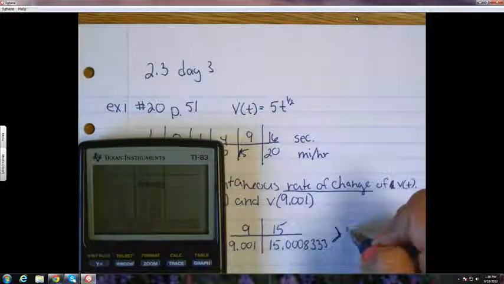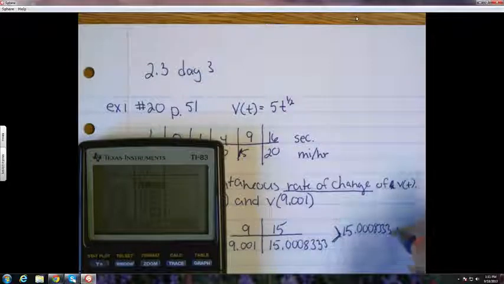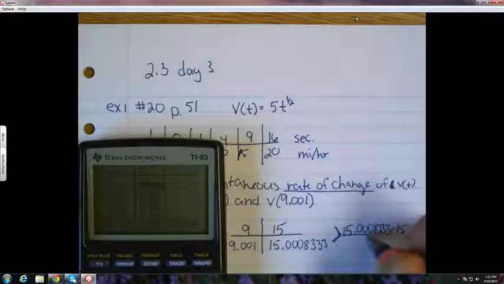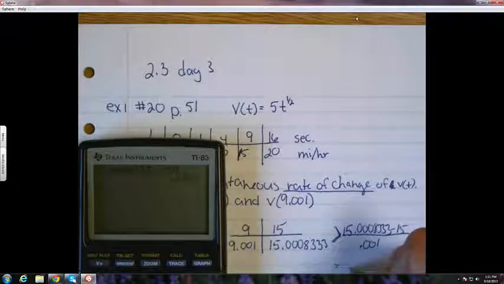So now we'll do change in y over change in x for that value. 15.008333 minus 15. My change in time is 0.001. So I've got 0.008333 divided by 0.001, which is 8.333. And we need units.